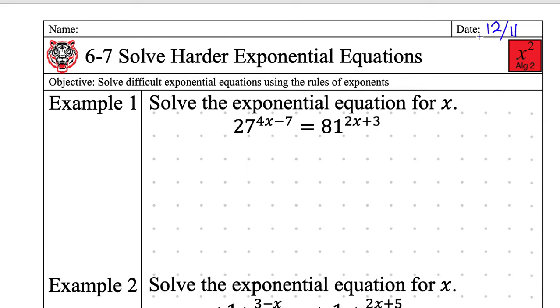Anna: Solve difficult exponential equations using the rules of exponents. There it is. So it's very, very similar to what we were doing yesterday. Let's try our first example. You guys actually know how to do all of these, so I'm going to walk through it nice and slow with you guys.